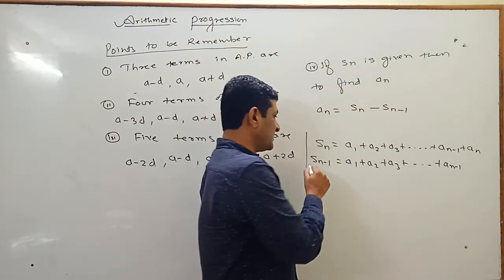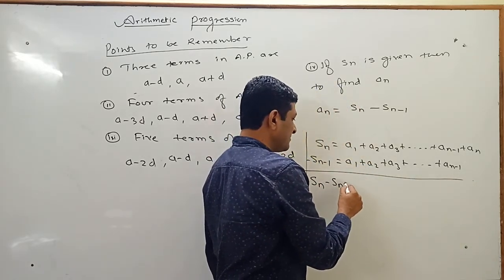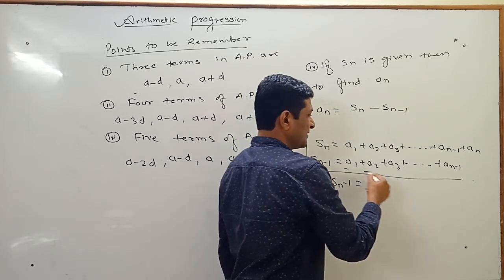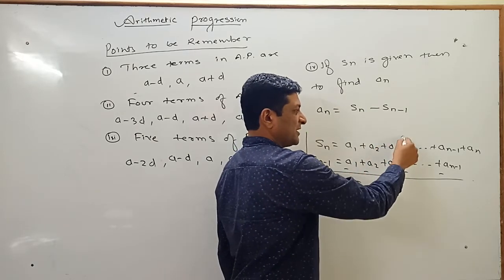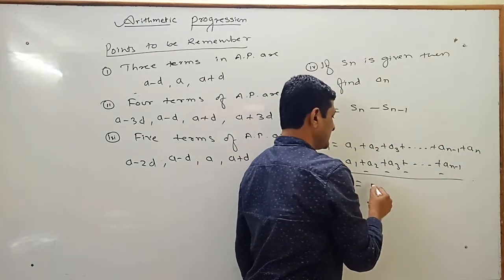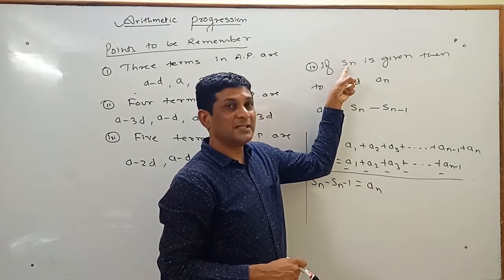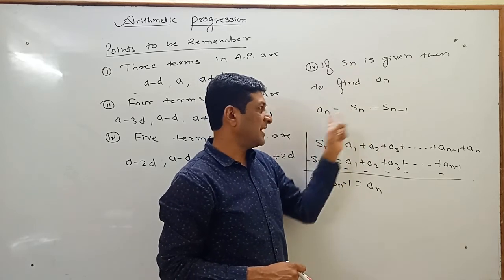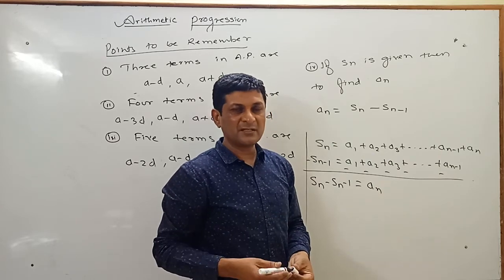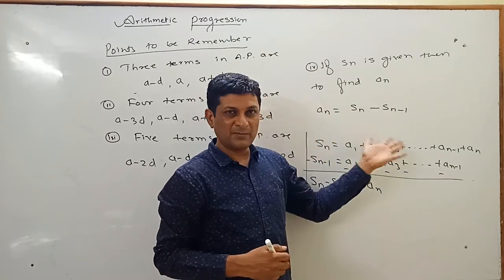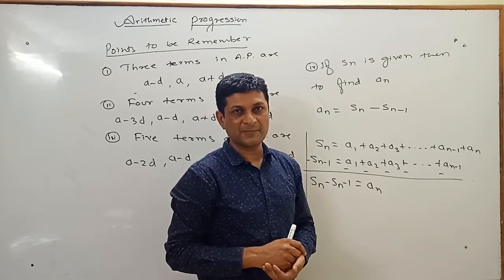Now if we take the difference of these two equations, let us see what we will get. Sn minus Sn minus 1. If we take the difference here, these two terms will get cancelled, these two terms will also get cancelled, and what is the remaining term on this side? An. This means that to find the nth term, if Sn is given to us, use this method: the nth term is equal to Sn minus Sn minus 1. Another method is also there to find the nth term, but this is the very simple method to find the nth term if the sum of n terms is given to us.